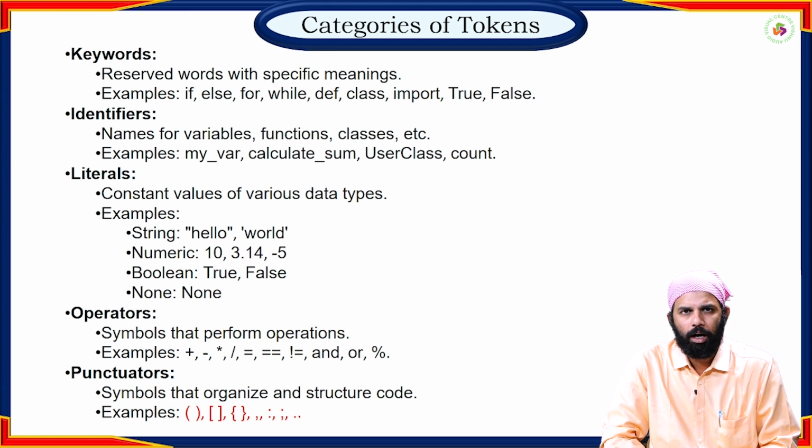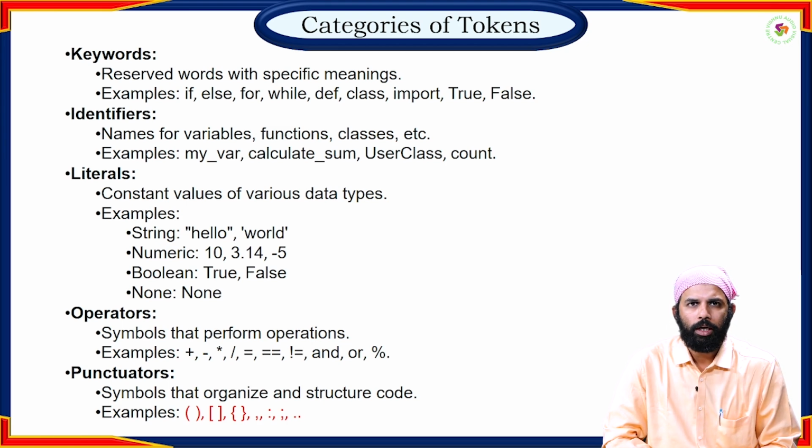Take any arithmetic operator like addition, subtraction. They are also tokens which play their own part, or provide their own role in executing the code.